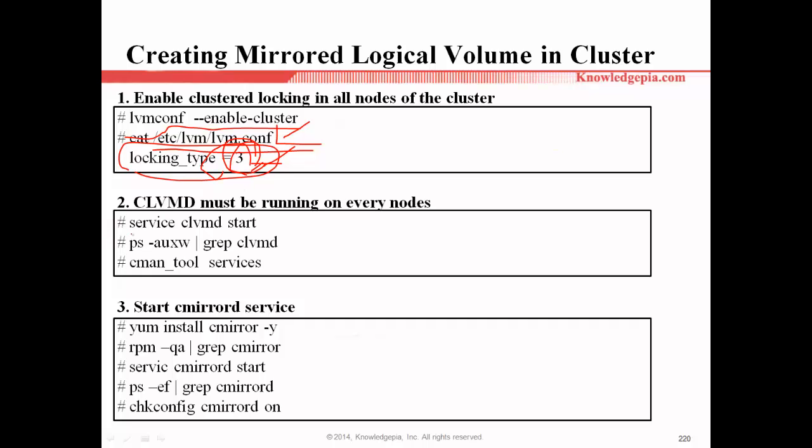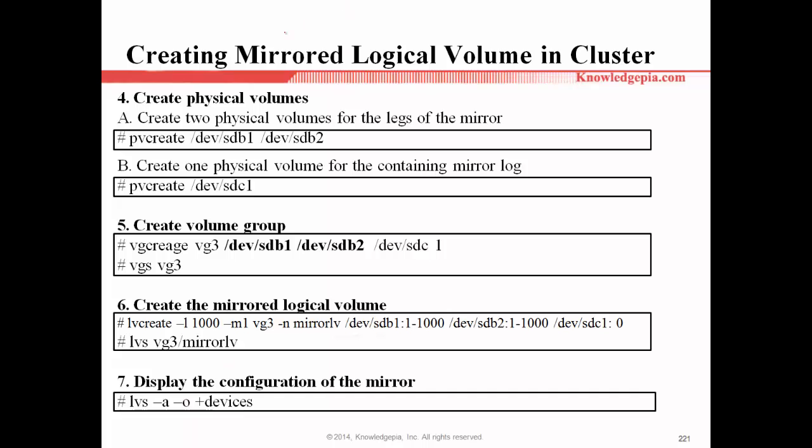And after that, number 2, please check the clvmd daemon, the service start and the process. And if you use the command cman_tool services, then this one will show DLM or CLVMD like this. And number 3, in the clustering environment, we need to install the package for mirroring, cmirror -y, and check the RPM, the start and the process, and register it to each run level.